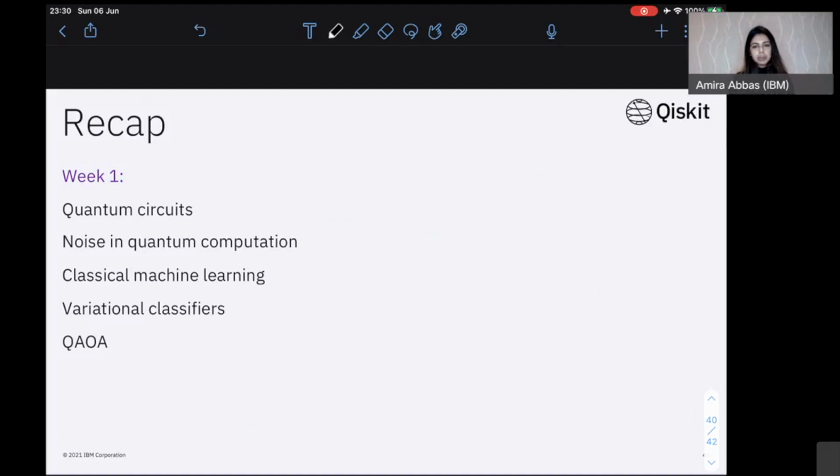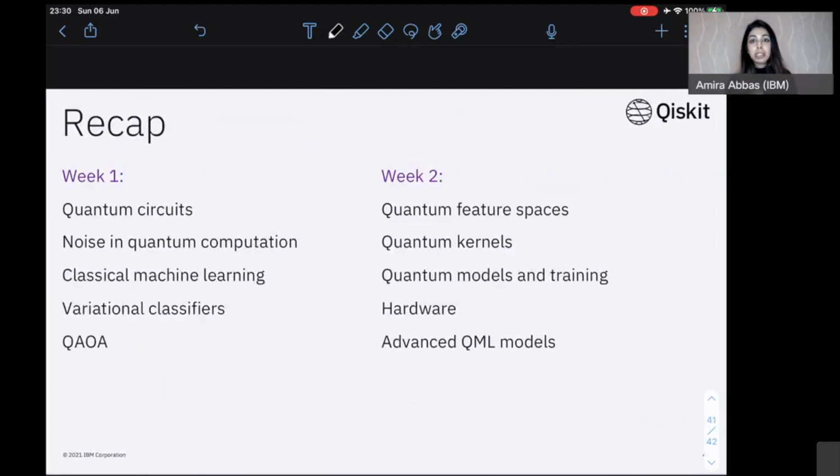Then we went into the quantum side of things and looked at a first attempt at building a quantum classifier using a variational circuit, and then how this idea of using variational circuits to optimize for a specific problem was extended to the QAOA algorithm. Then in the second week, we went a little bit deeper into the more advanced stuff on quantum machine learning. We looked at how to think about the right feature spaces when we put data into quantum circuits. How do we build or think about quantum kernels? And then once we had these quantum kernels and this discussion, we went back to look at quantum models that depend on variational structures and how to train and optimize them.